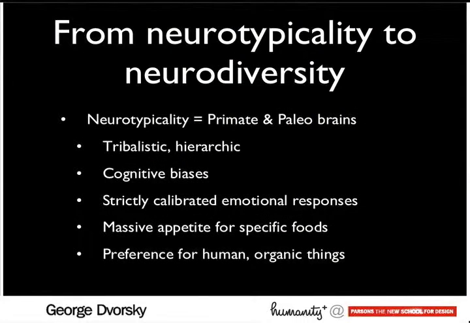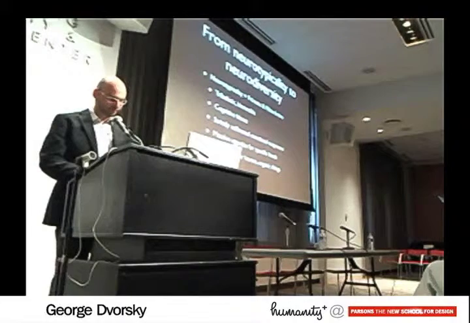And it's for this reason that neurotypicality should also be thought of as paleoneurology. Our minds are most suited to life in paleolithic tribal environments. Our psychologies are all adaptive traits that resulted in such characteristics as tribalism, hierarchic social arrangements, the Dunbar limit, which represents the maximum number of social connections we can have, our cognitive biases, the strictly calibrated emotional responses that we have, and we tend to have an aesthetic appreciation for nature, organic forms, and organic things.